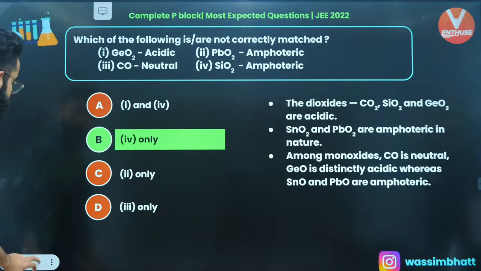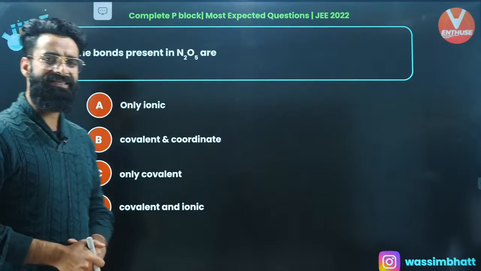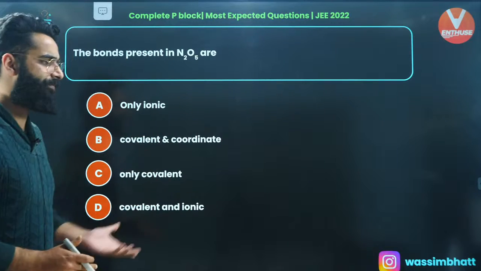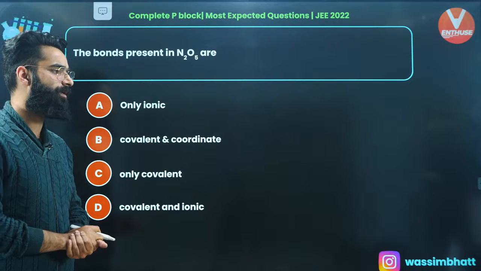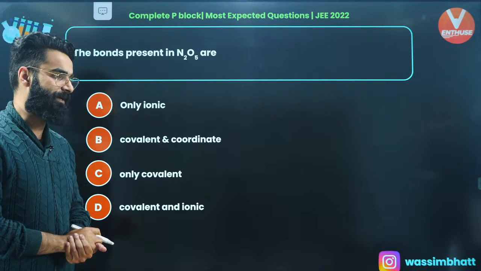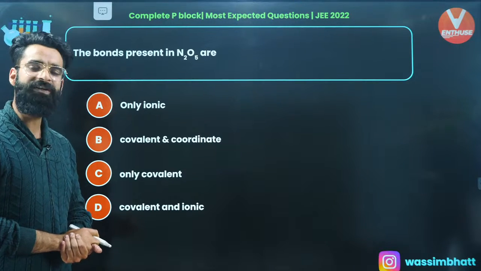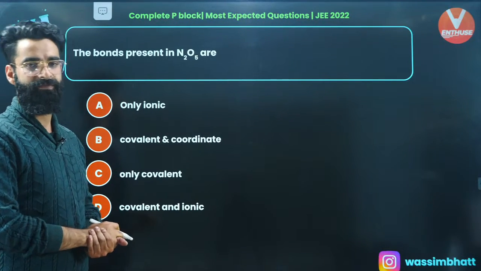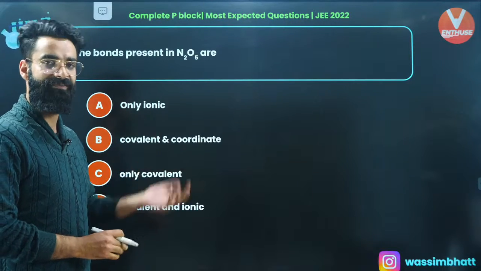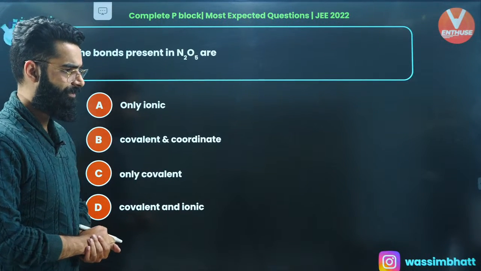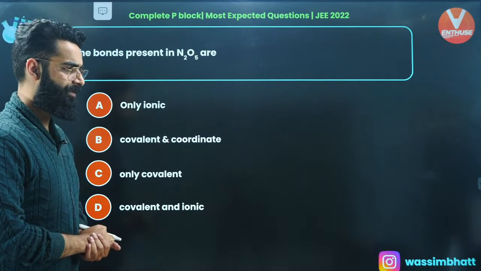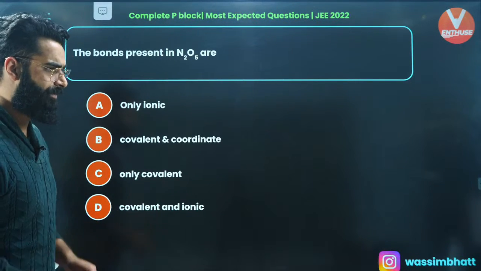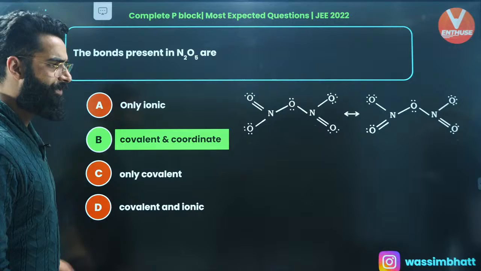Perfect. All right, the bonds present in N2O5. This is something which I'm sure every one of you is going to let me know the correct answer of. What all bonds are there in N2O5? These are absolutely going to be covalent and there will be coordinate bonds as well, right? Absolutely, people. It's going to be covalent and coordinate. Absolutely right. Perfect. I hope you know the structures.